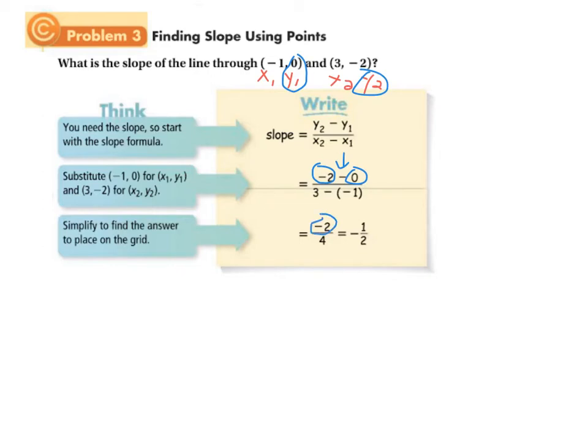And then what about x2 over x1? Where's x2? Well, this is x2 right here, that's a 3, minus x1, which is right here, minus a negative 1. And you know subtracting a negative is the same as adding a positive, so 3 minus negative 1 is the same as 3 plus 1, or 4. And we have to simplify this fraction, so when we do simplify it, we get a slope of negative 1/2. Okay?